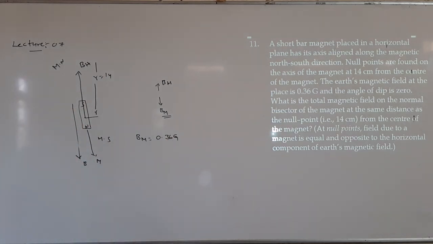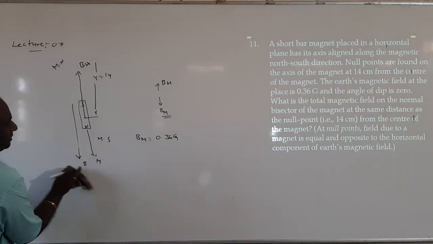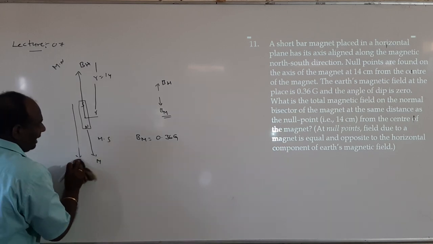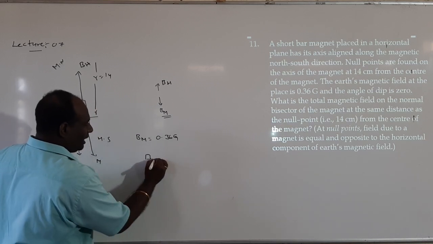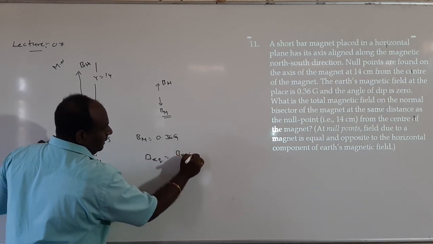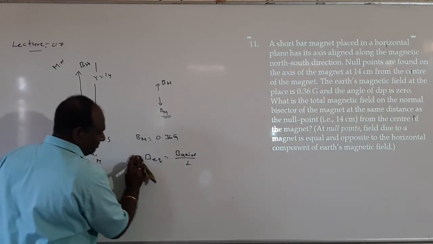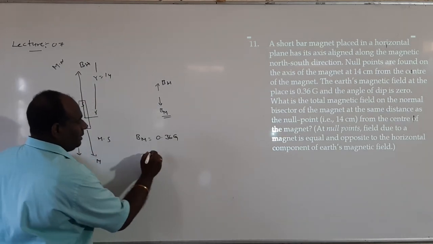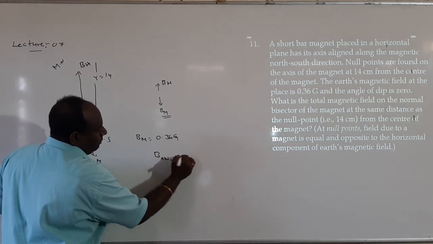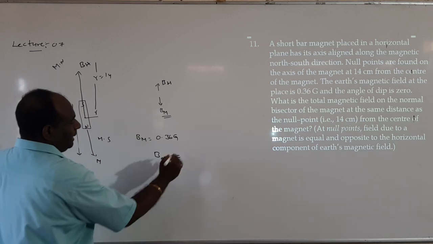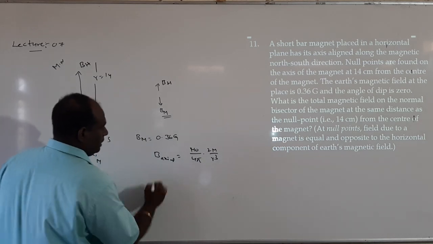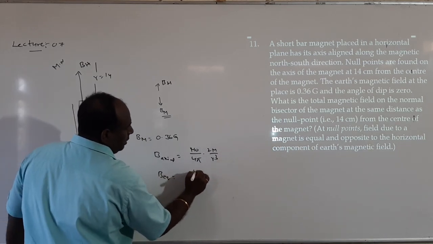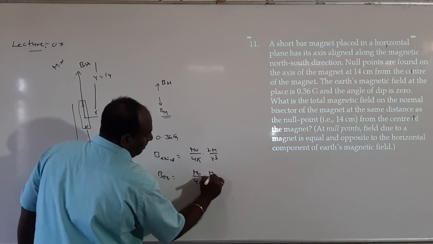Now, what are they asking? What is the net magnetic field along the equatorial direction? What is the difference between the magnetic field along the axial and along the equatorial? B equatorial is equal to B axial by 2. How? I will explain. The magnetic field due to a bar magnet along the axial direction is mu naught by 4 pi into 2m by r cube. B equatorial is mu naught by 4 pi into m by r cube.